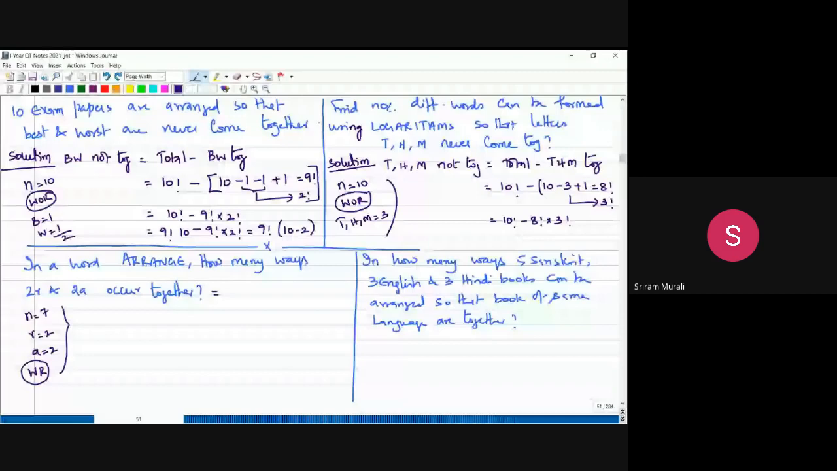So take a total of 7 because... Sir, why don't we want to subtract? Is it together or not together? Sir, they occur together. When it is not together, I should subtract from the total. Okay, sir. Have you understood or not? Yes, sir, I understood. This is for 2R or 2A occurring together.